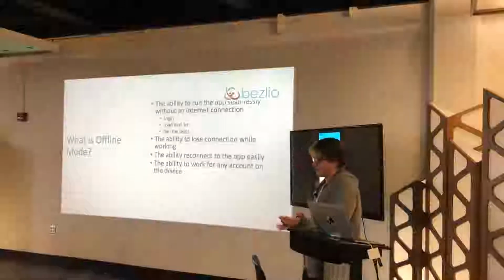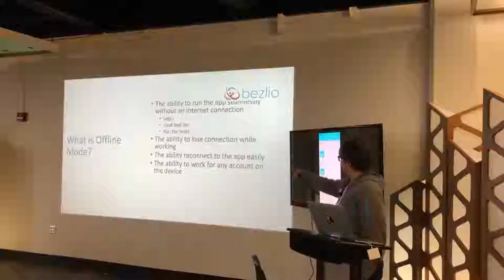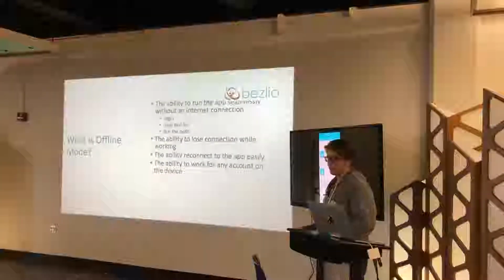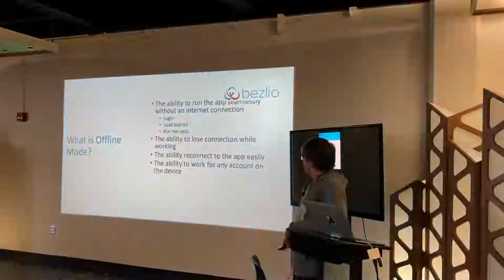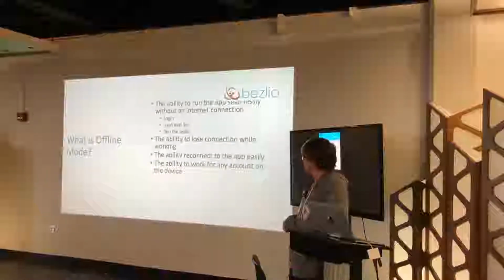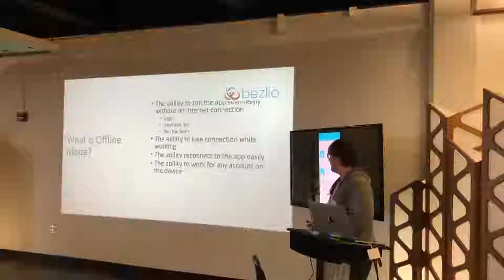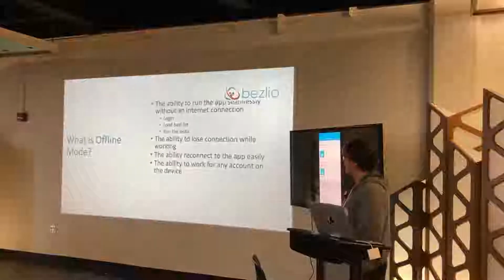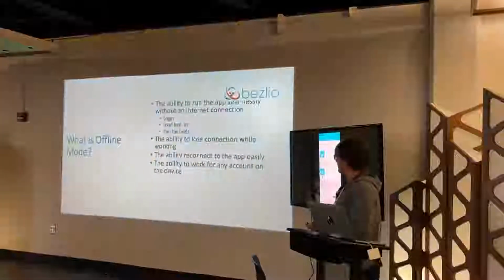So then you have to ask yourself the question of, what does an offline mode fully consist of? The simplest thing is just to run seamlessly. When you start the app, you really expect it to work basically as well as it does online. That means we should be able to switch between different accounts. We should be able to have your list of bezels load even if you're offline. You should be able to reconnect to the app seamlessly as soon as you get that connection back. And you should be able to work across accounts again.